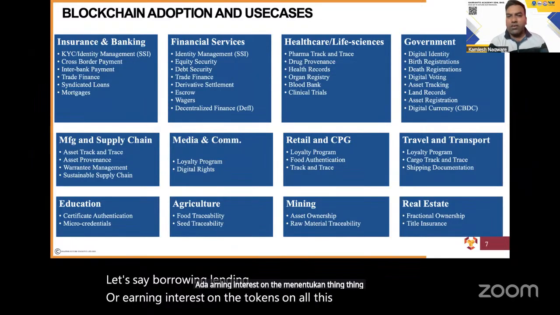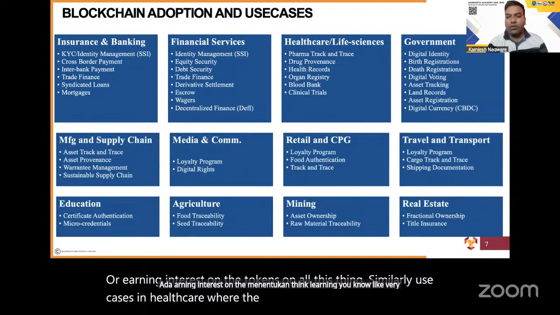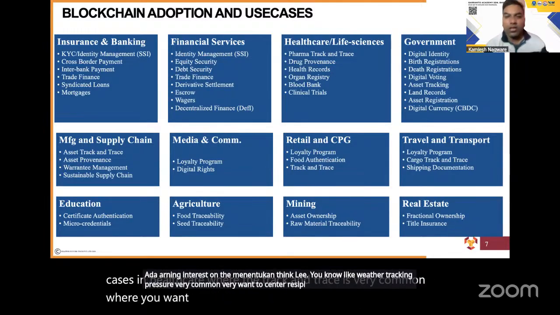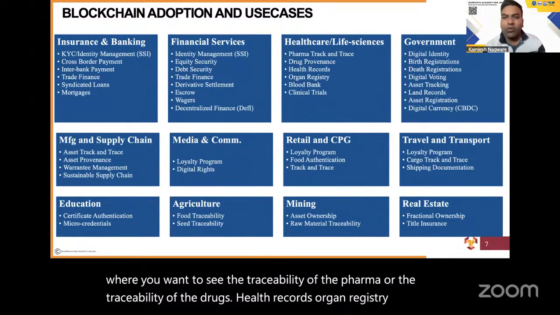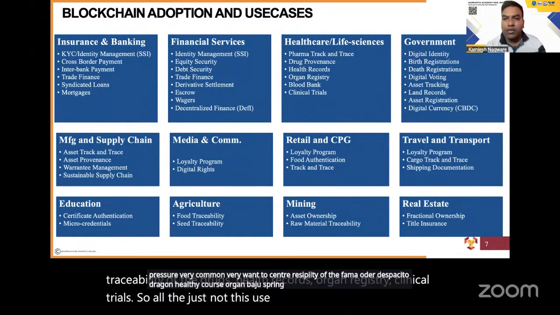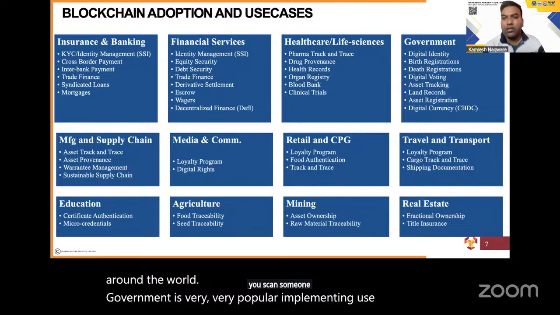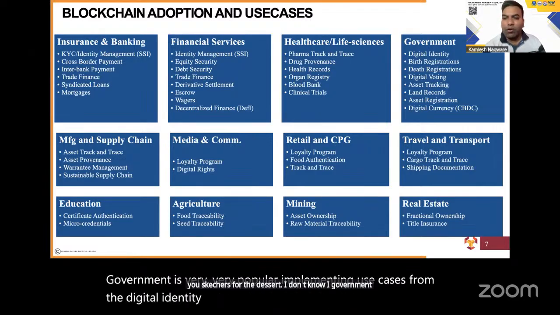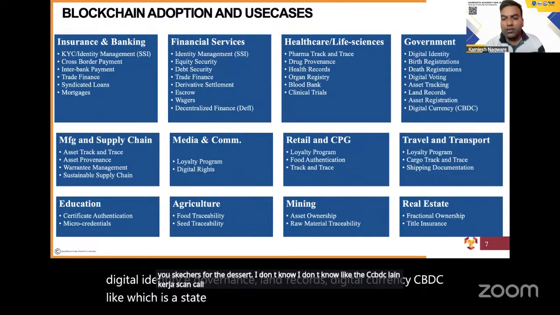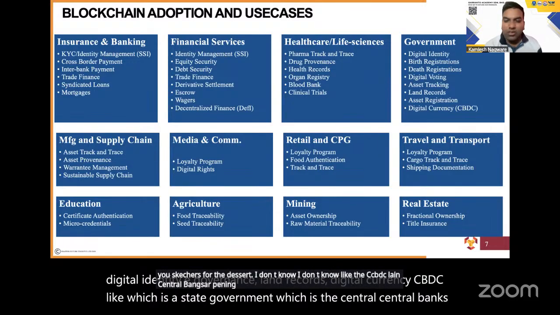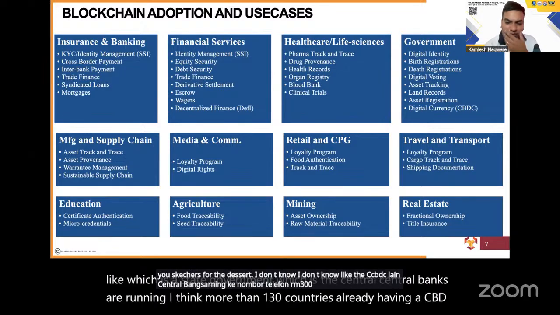Similarly, there are use cases in healthcare where track and trace is very common, where you want to see the traceability of pharma or of drugs, health records, organ registry, clinical trials. These use cases are already happening all around the world. Government is very popular for implementing use cases, from digital identity, e-governance, land records, to digital currency, CBDC, which the central banks are running. I think more than 130 countries already have a CBDC. I will talk about it in the slides.